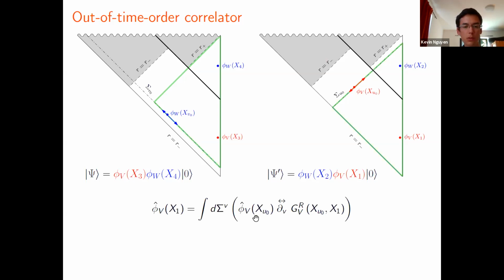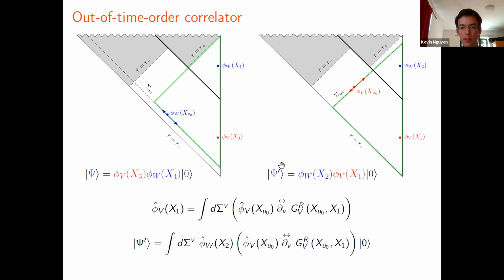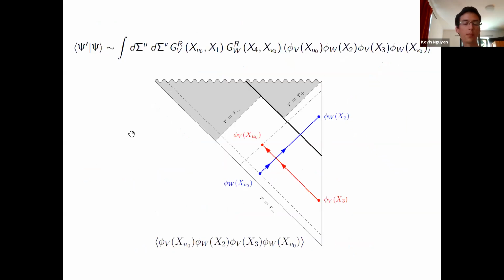And for this, you can use Green's second identity. So, for example, here I have written the phi v of x1 operator as an integral over the phi v operators on the future Cauchy slice, convoluted with appropriate propagators. So, for example, psi prime, this state here, would take this form. And so you play a similar game for psi. You take the overlap of the two states.